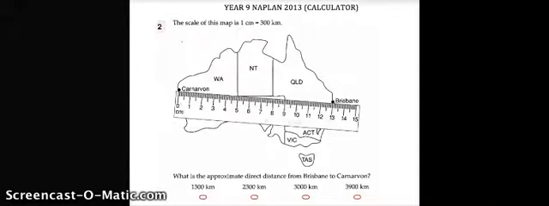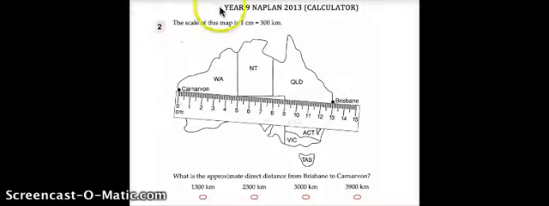Question 2 of the 2013 calculator section. The scale of this map is 1 centimetre is equal to 300 kilometres. What is the approximate direct distance from Brisbane to Carnarvon? Pause the video to attempt the question.